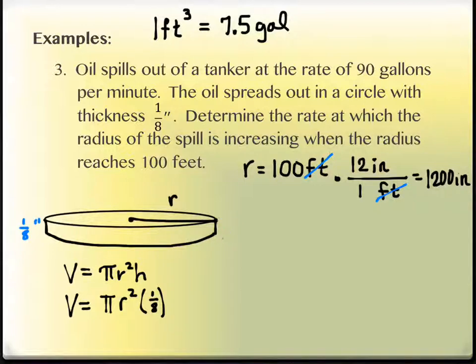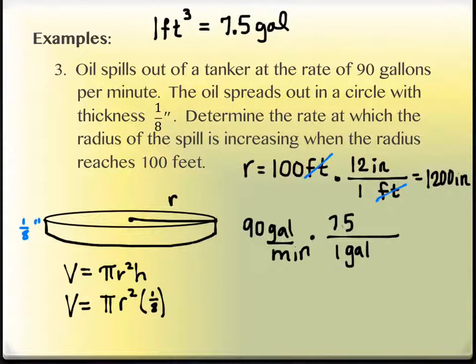All right, so we're going to take that 90 gallons per minute, and I'm going to write it like a fraction. And I want to change gallons, so it's going to go on the bottom, into its corresponding unit that I'm given, which is feet. So this tells me that 1 gallon is 7.5 feet cubed.